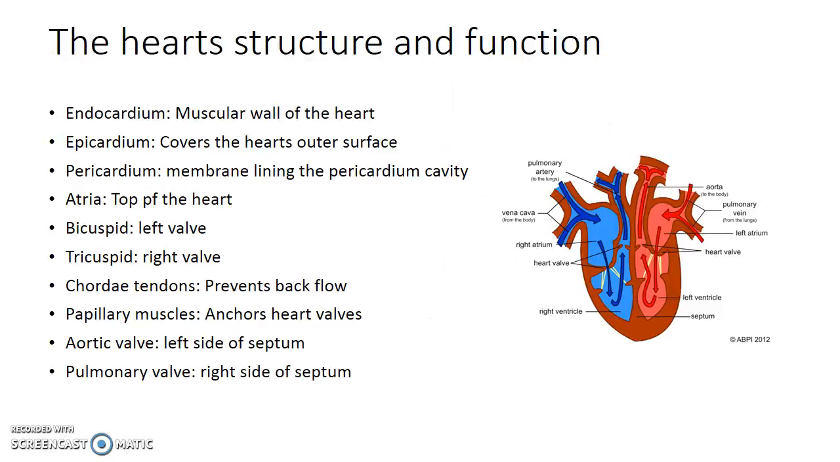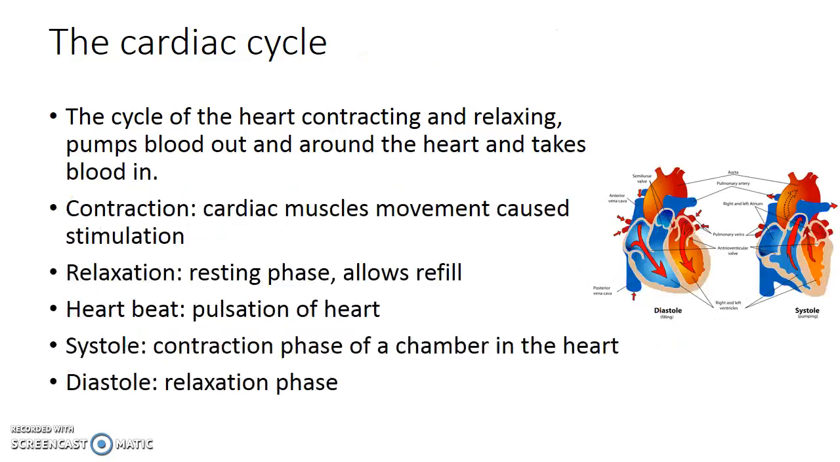So the heart structure and function. We've got the endocardium, which is the muscular wall of the heart, the epicardium, which covers the heart's outer surface and protection, the pericardium, which is the membrane lining the pericardium cavity, the atria, which is the top of the heart, the bicuspid and tricuspid valves, chordae tendineae, which prevent the backflow, the papillary muscles, which anchor the heart's valves, and the aortic valve, which is on the left side of the septum, and the pulmonary valve, which is on the right side.